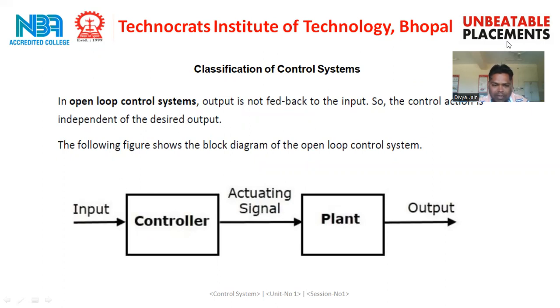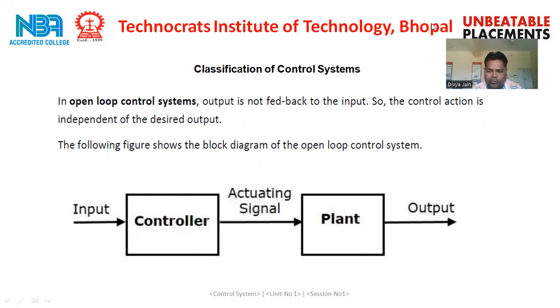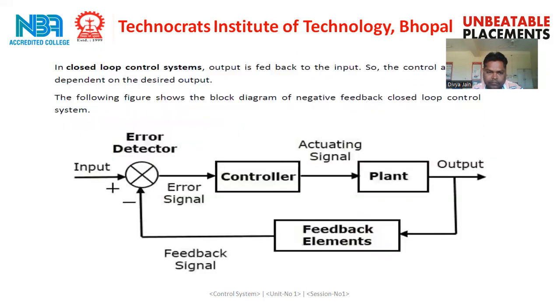In this diagram, we apply the input to the controller. With the help of the controller, we get the actuating signal, and this actuating signal passes through the plant, and we get the desired output. So the basic difference in the open loop system is that we do not provide a feedback path to the input. The control action is independent of the desired output.